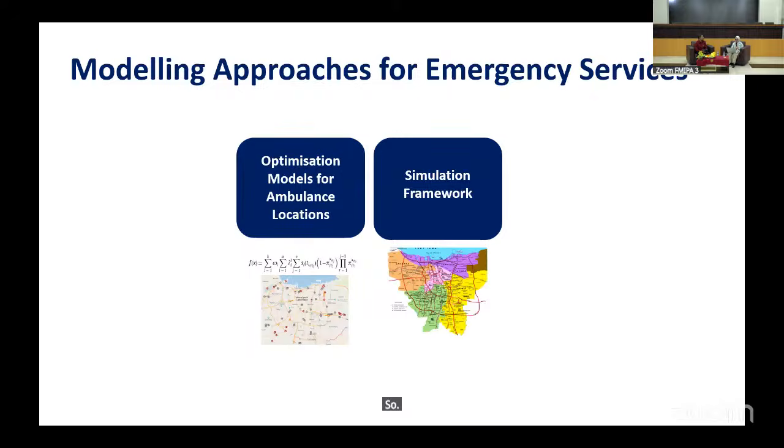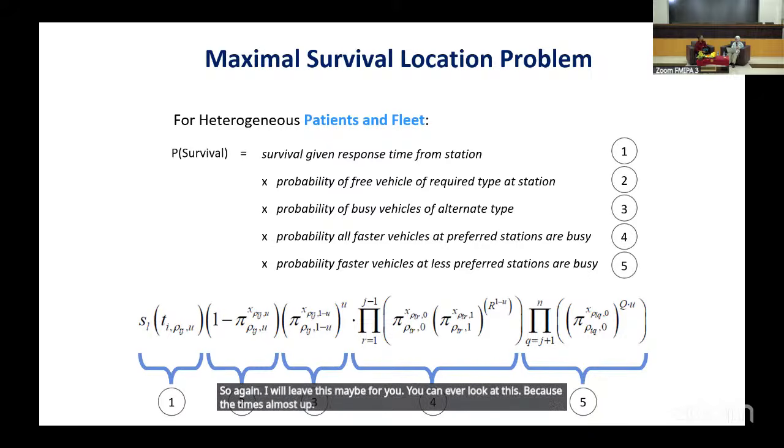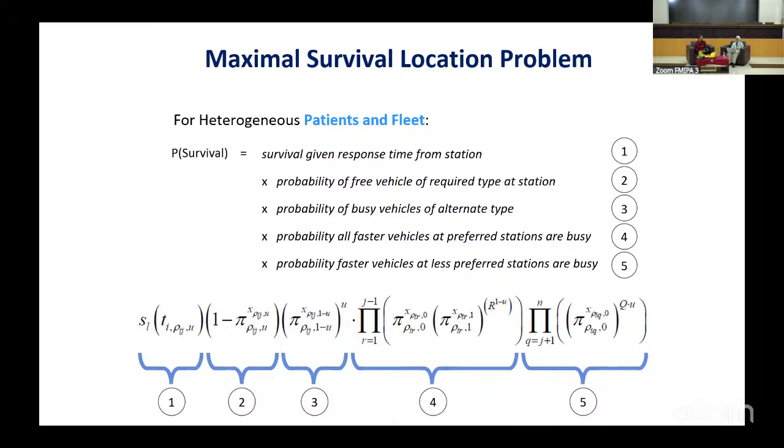So this is just a mathematical formulation for the probability of survival of the patient using a different ambulance type. Okay, so again, I will leave this for you. You can have a look at this because the time is almost up. Read the paper if you are interested.